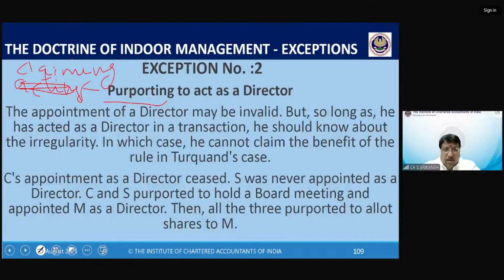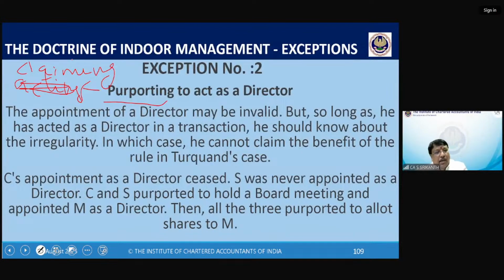See, look at this case. C's appointment as a director ceased. So C ceased to be a director. He is no longer a director. S was never appointed as a director. These two fellows, C, who was no longer a director, and S, who was never appointed as director, purported, claimed, acted as if they were holding a board meeting and appointed M as director. Think about that M. What a fellow he is, huh? Then all the three, including this new director M, allotted shares to M. So what is M doing? M is acting as a director here.